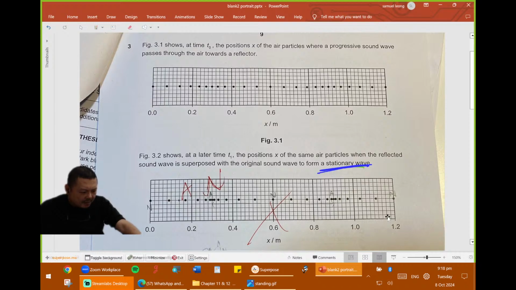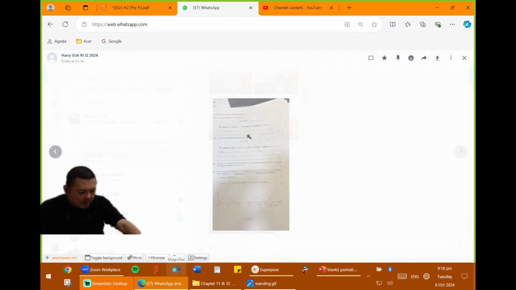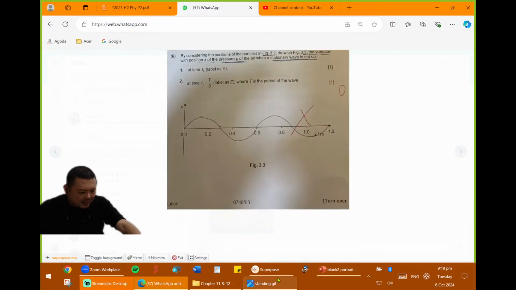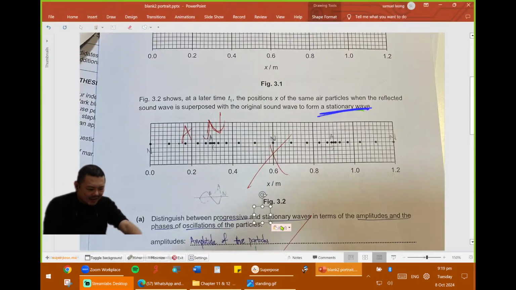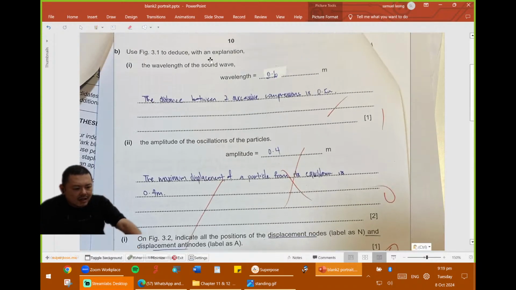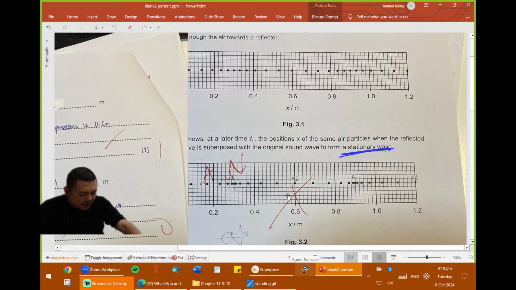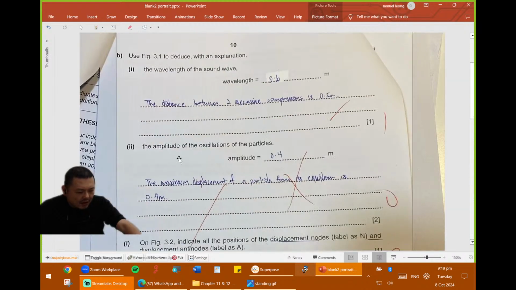Because sometimes the way you understand the question might not be the same as the way you ask the question back to me. Hang on, let's see first. Deduce with explanation the wavelength, and you were able to find the wavelength, right? Distance between two successive compressions. Do you doubt that answer? No, right? Like this compression here to that compression there. Okay, then they ask you amplitude, is it?